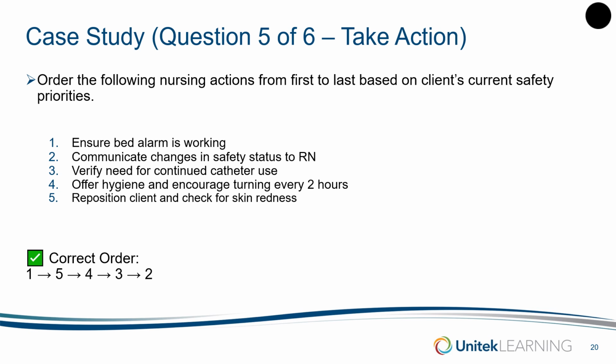And here are your answers. You can see it's number 1, ensure the bed alarm is working. Number 5, reposition client and check for skin redness. Number 4, offer hygiene and encourage turning every 2 hours. Number 3, verify need for continued catheter use. And number 2, communicate changes in safety status to RN.